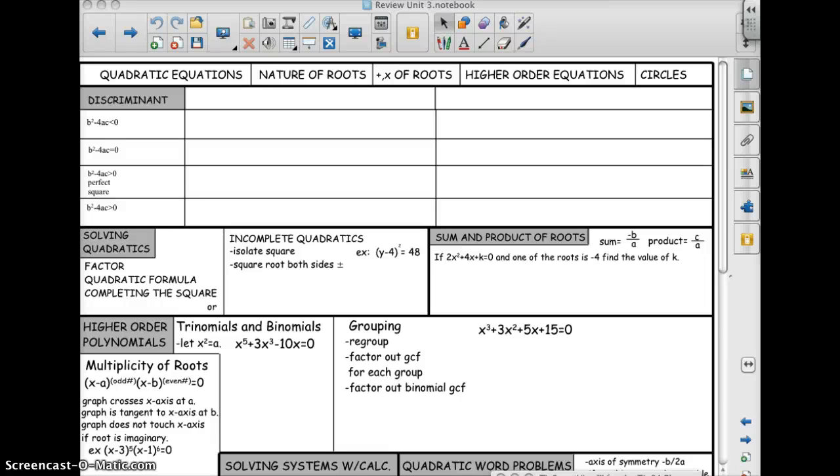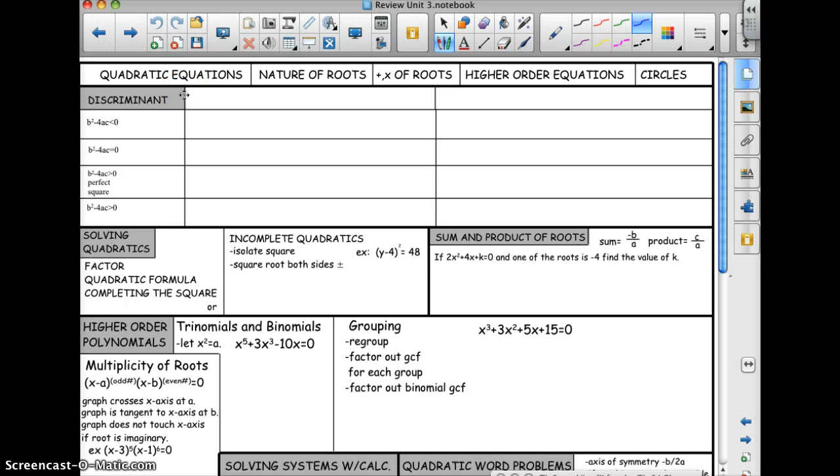Okay, quadratic equations, nature of roots, sum and product of roots, higher order equations, and circles. All right, discriminant. First of all, if b squared minus 4ac, which is the discriminant, is less than 0, then I have imaginary roots.